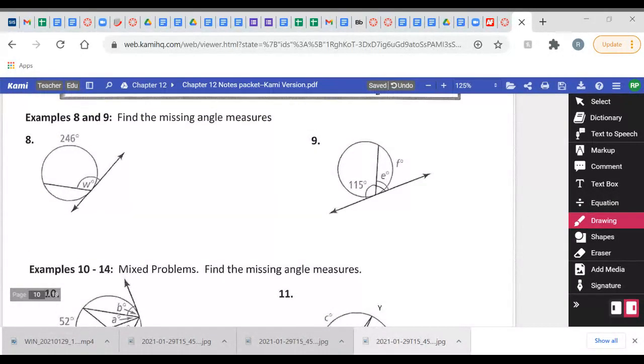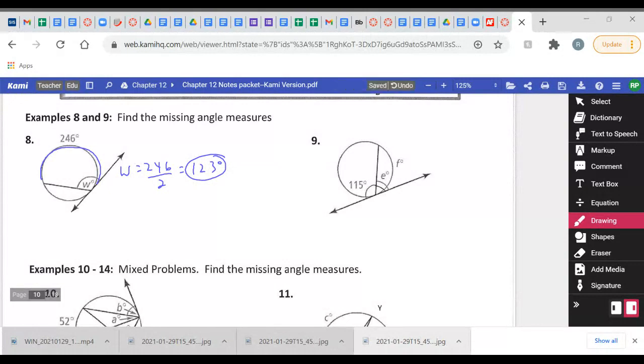So it says find the missing angle measurements. So again, if W is this angle formed by a tangent and a chord, then W has to be half of this whole arc, which is 246. So W is equal to 246 divided by 2, and that gives us 123.